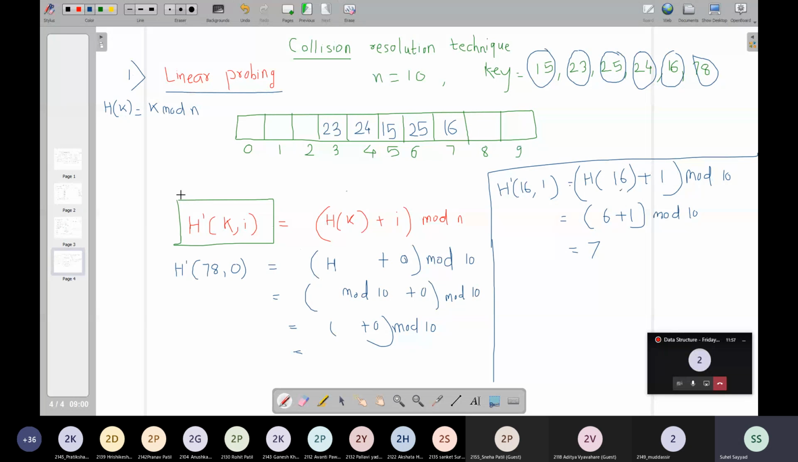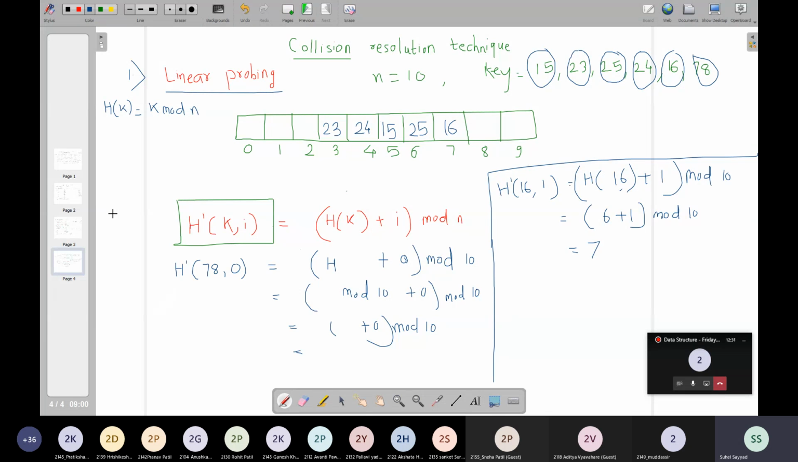Okay, so the equation for linear probing is h'(k, i) = (h(k) + i) mod n, where h is the original hash function, h' is the linear probing hash function, k is the given input key value, n is the number of slots available, and i can take any value from 0 to n minus 1. Based on this, we had taken one example in which the value of n is 10 and the key values we had taken were 15, 23, 25, 24, 16, 78 and so on.